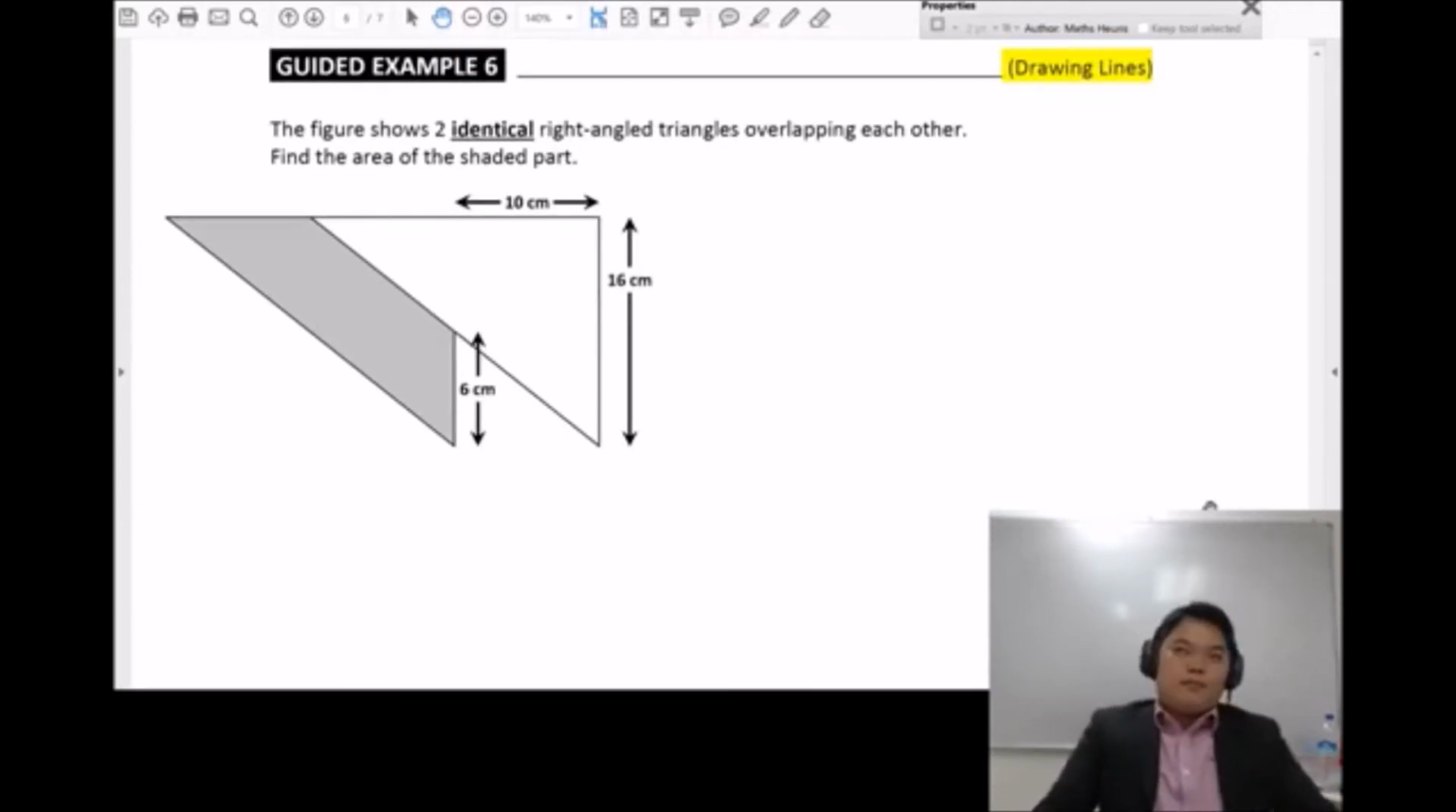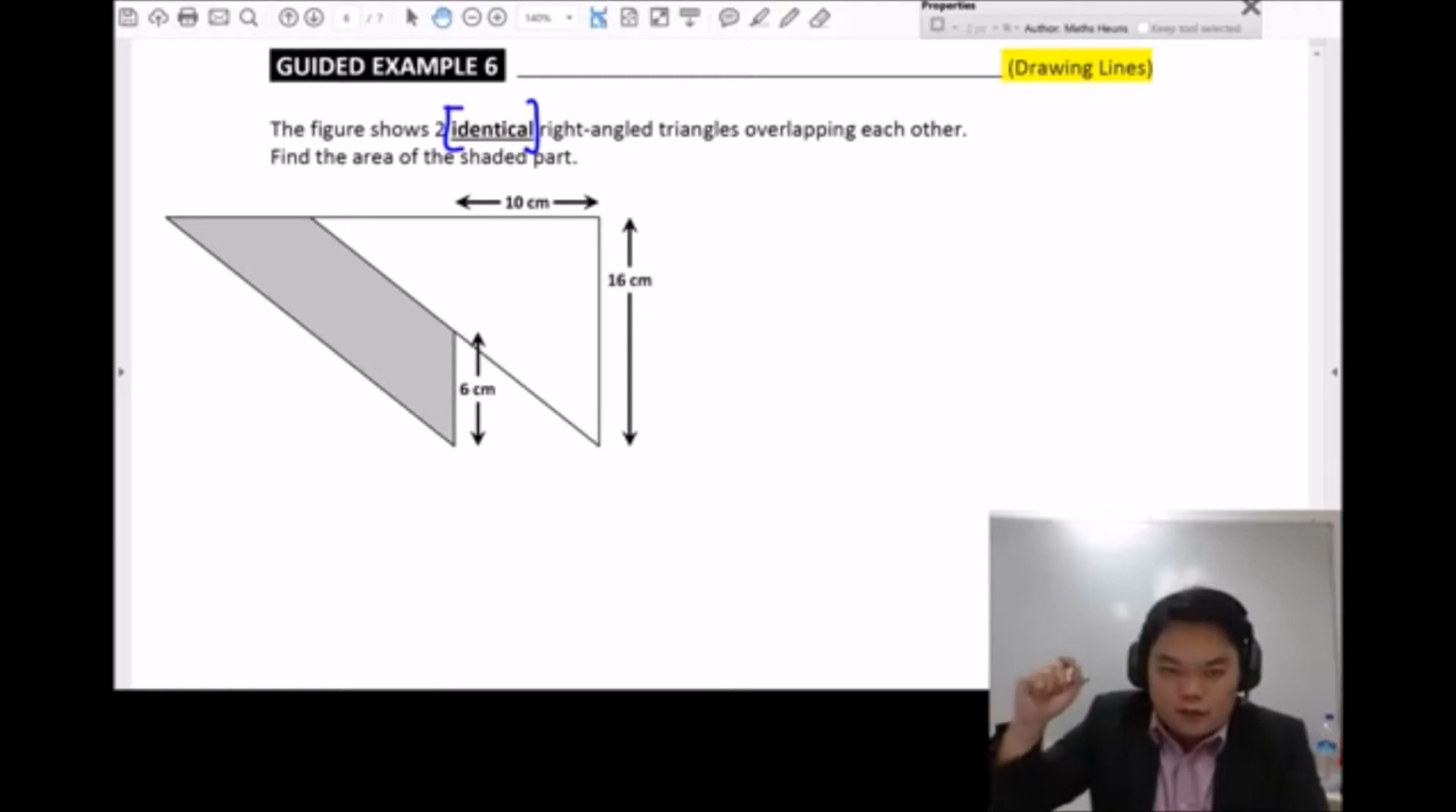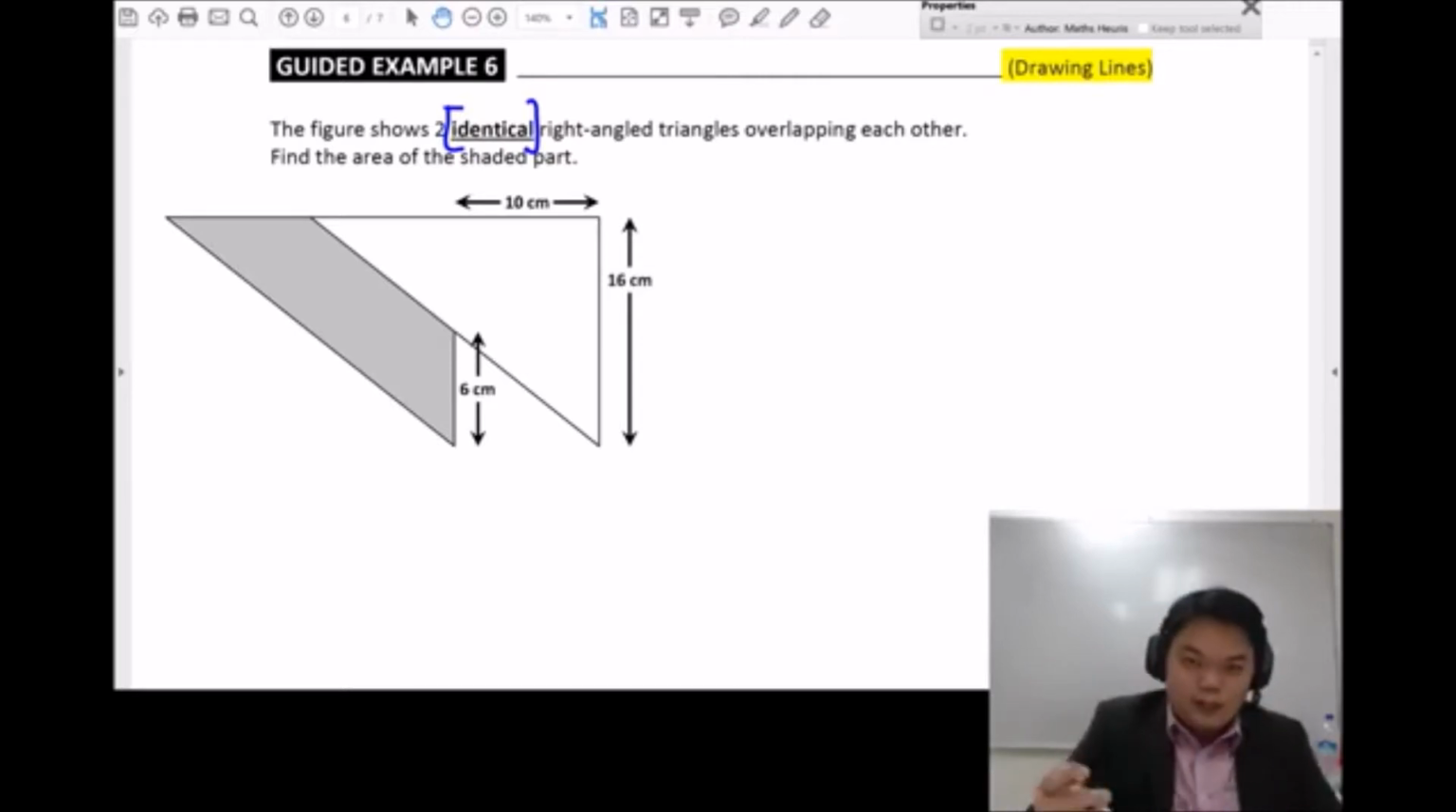This problem used to pop up a lot around August last year. So I'll explain how it's done. It's very similar to the difference in area idea, because you don't have to find the individual components. Now, if you look at this problem, the figure shows two identical right-angled triangles overlapping each other. The word identical is usually overlooked, but it is extremely necessary in solving this problem. That's why I highlighted it for you.